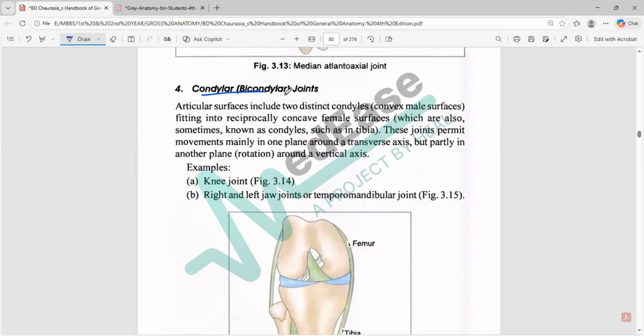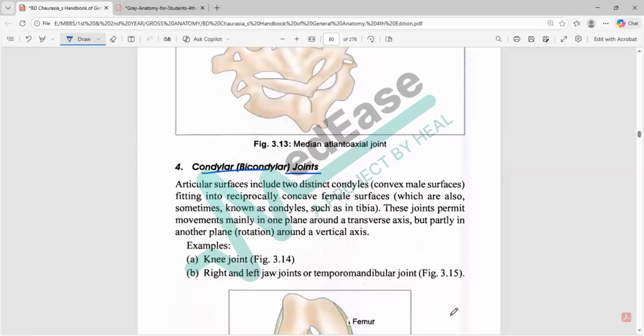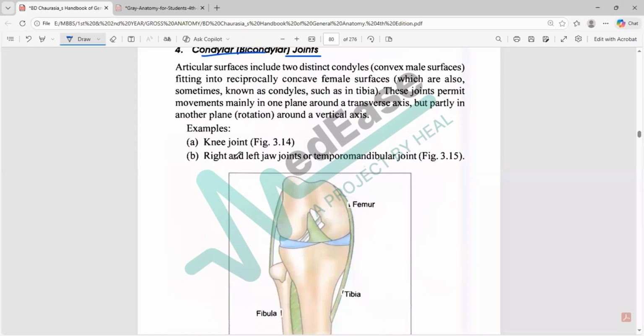Next, we move to the condylar or the bicondylar joints. We need to remember this will be containing two main rounded surfaces, the convex or the male surface fitting into the concave or the female surface mainly. This includes the knee joint and the right and left jaws, which is also the temporomandibular joint.